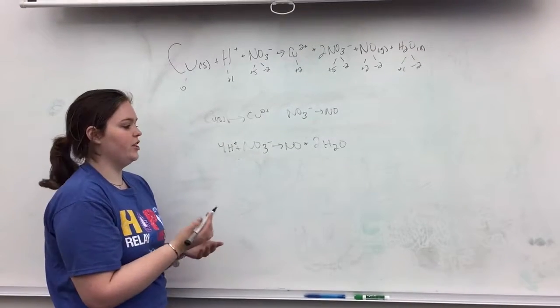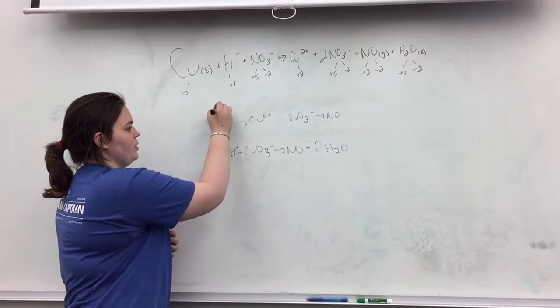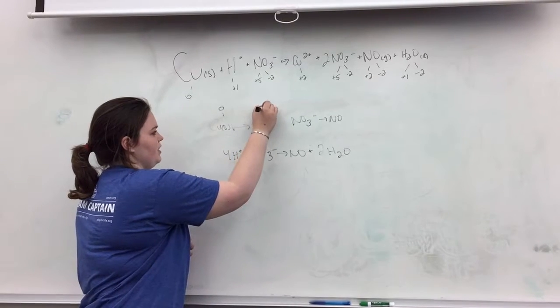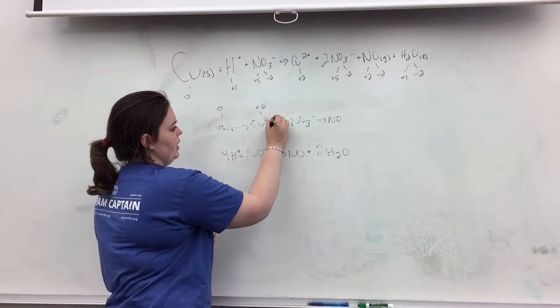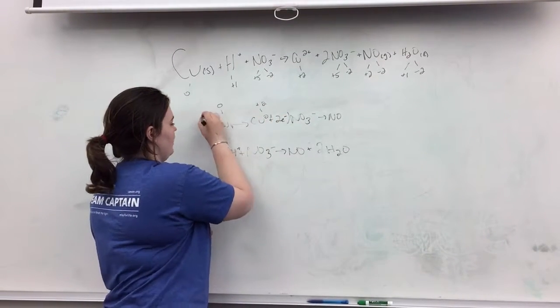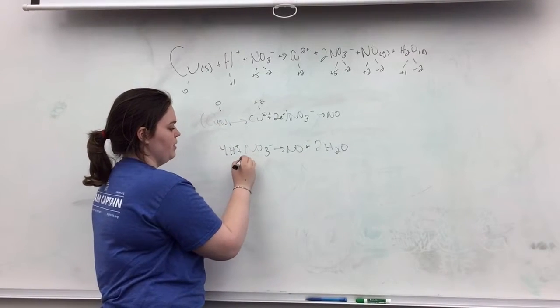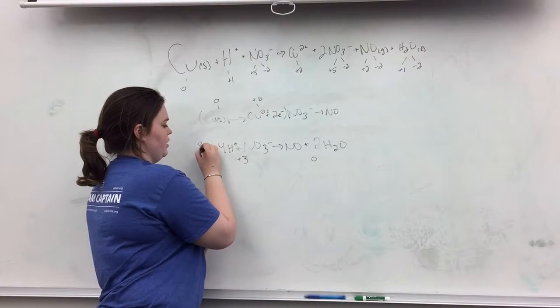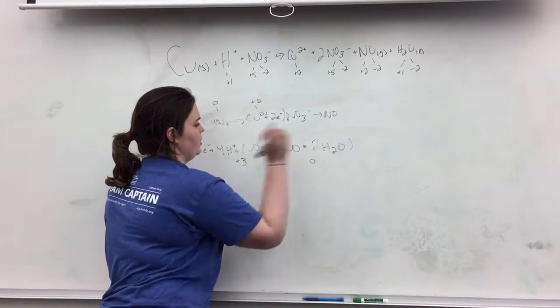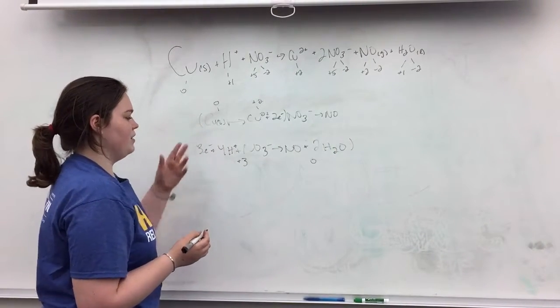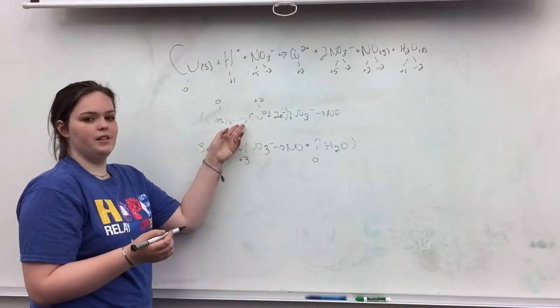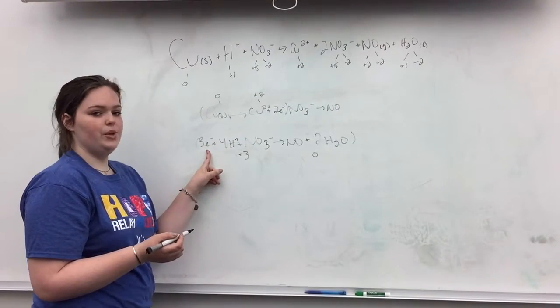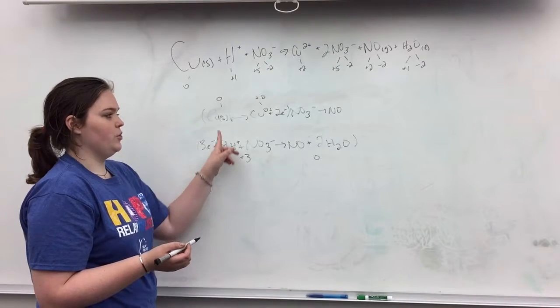From here, you'll figure out the charges of each side. So in this equation, we have a 0 on this side and a +2 on this side, which means we need 2 electrons here. And that's that equation. And here we have a +3 charge and a 0 charge. So that means we need 3 electrons here. And that's that equation. Now, in order to balance the equations, we're going to multiply this by the number of electrons that we added in this equation, and this by the number of electrons we added in this equation.